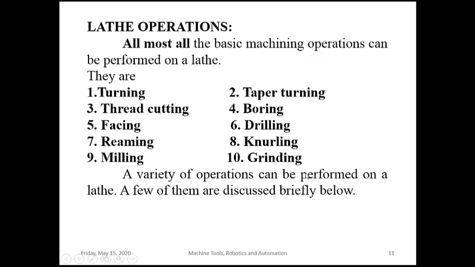A variety of operations can be performed on a lathe, but a few of them are discussed briefly below. Means specifically we will do with the help of lathe machine, and that kind of operations will be discussed now. So these are all the operations that can be done on lathe machines. Remember this: turning operations can be done. We will see in detail what is turning, what is taper turning and all. Next, taper turning can be done, thread cutting can be done, boring can be done, facing operation, drilling operation, reaming, knurling, milling, grinding. All these basic operations can be done by using this lathe machine. So let us move one by one now.